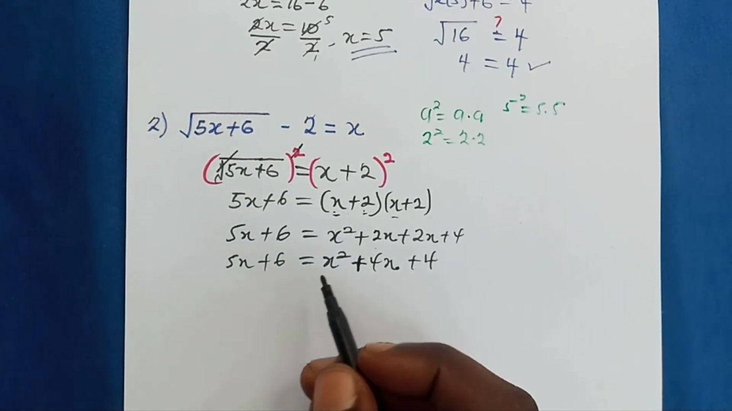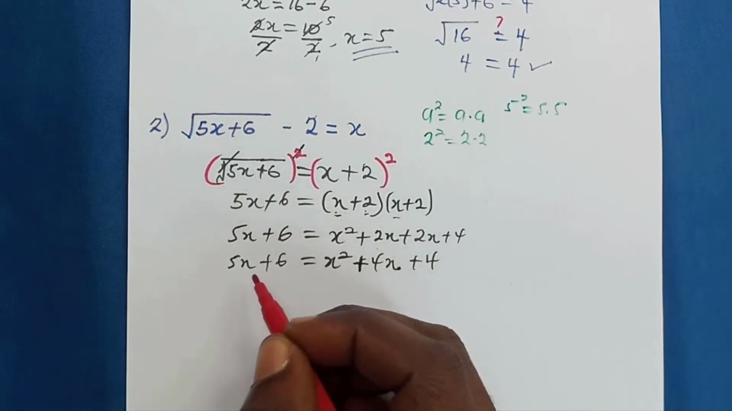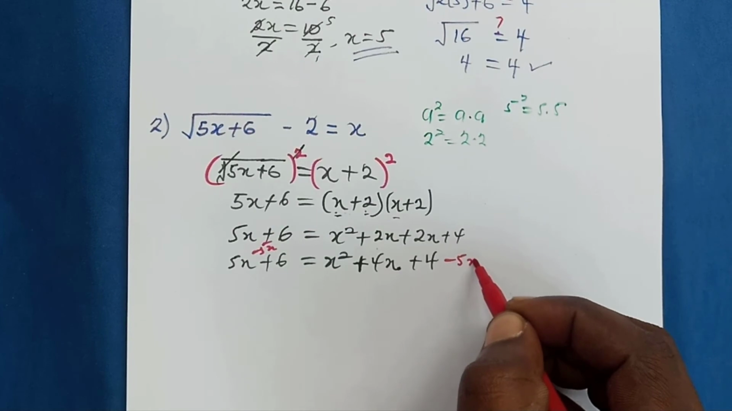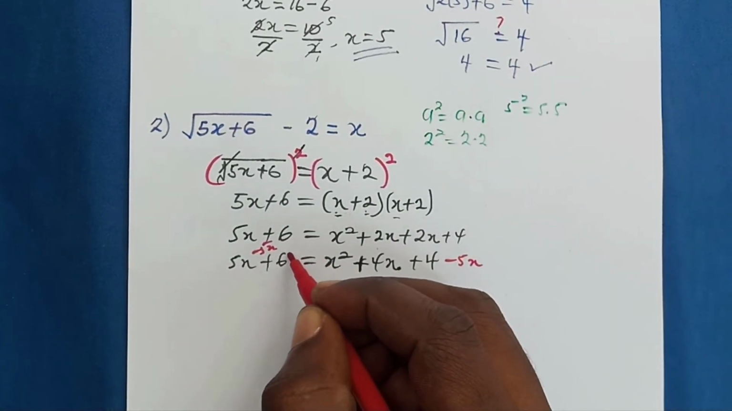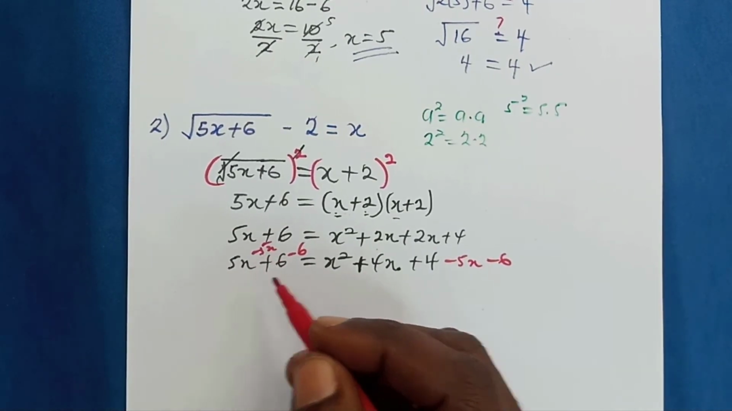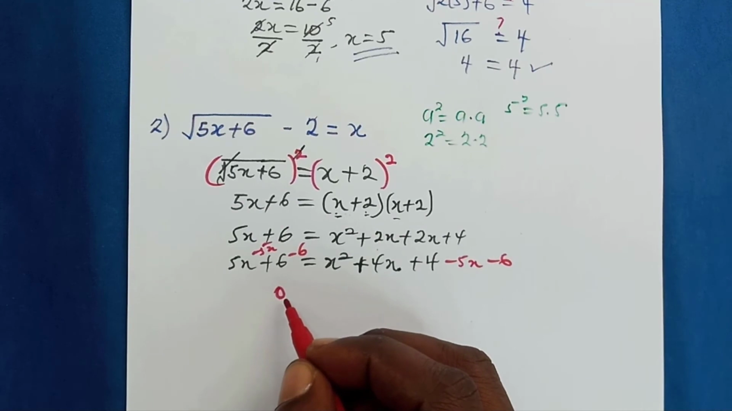Now we have to group so that we can simplify. So now subtract 5x from both sides, so minus 5x minus 5x, and then minus 6 minus 6. Okay, so 5x minus 5x is 0, 6x minus 6x is 0. So eventually we have 0 over here.